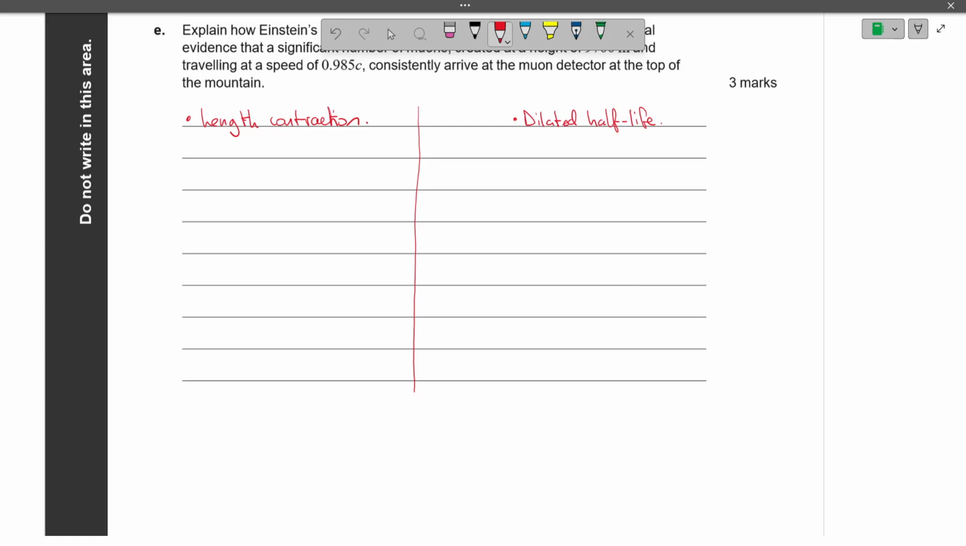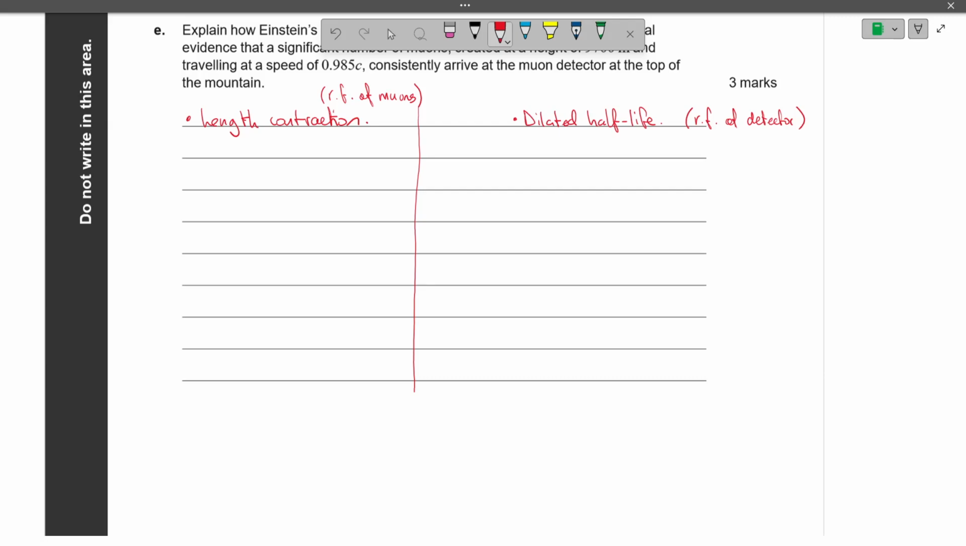Okay, don't mix and match them, because one is from the reference frame of the scientists or the detector. One is from the reference frame of the muons. So the dilated half-life is from the reference frame of the detector, whereas the length contraction is in the reference frame of the muons. Okay, you can't mix and match reference frames, so don't put both reasons in the same response, otherwise you're going to be contradicting yourself. So if you're talking about length contraction, I'll probably stick with the length contraction one, to be honest.